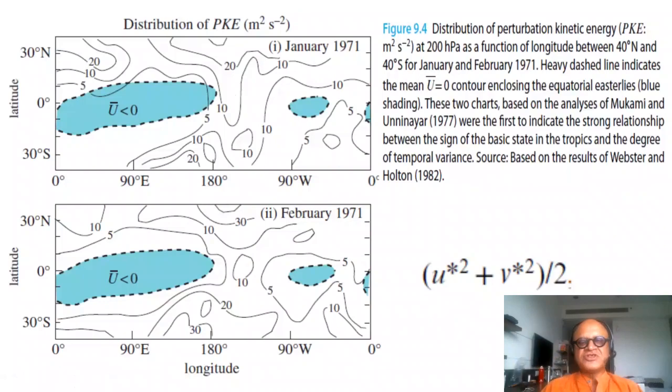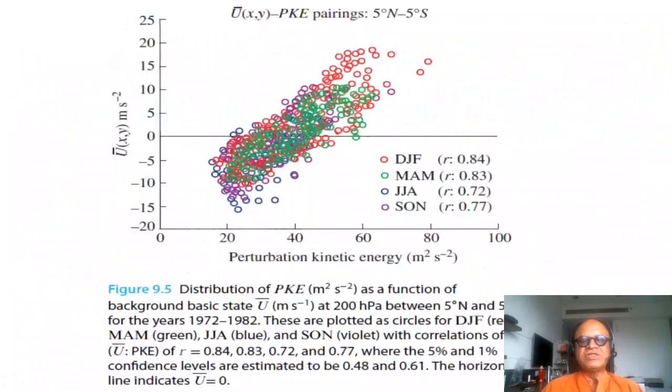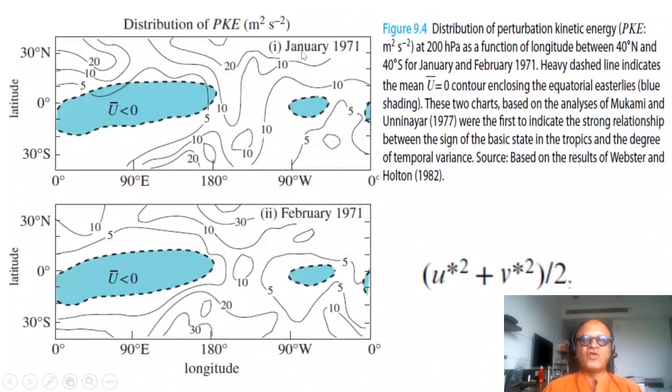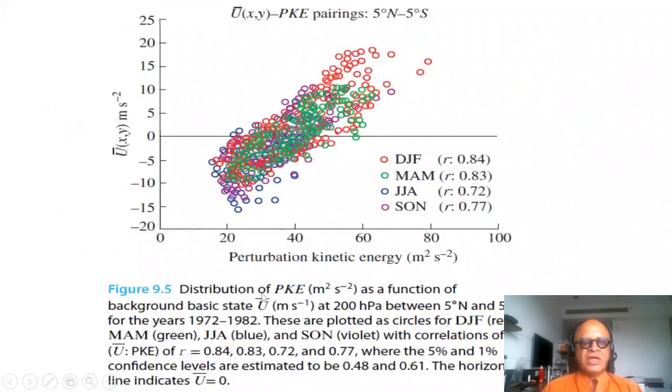Take the two time series and correlate them, and you'll see that for the winter (boreal winter) months, spring, summer, and fall months, as the basic state becomes more and more easterly, the perturbation kinetic energy drops off, which is consistent with what we saw here for just 2 months. This is with a much longer time series going from 1972 to 1982.